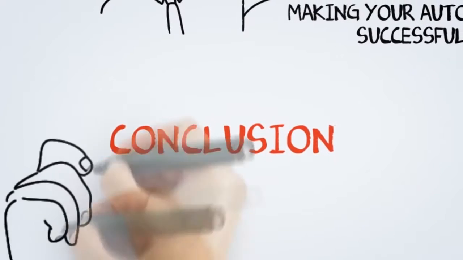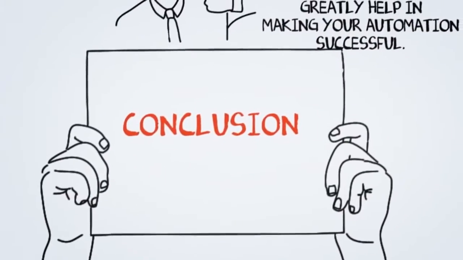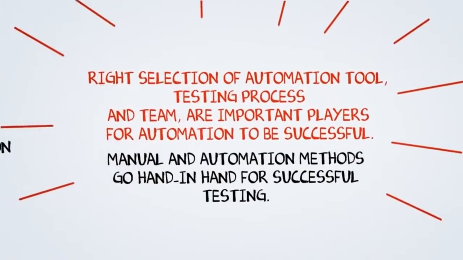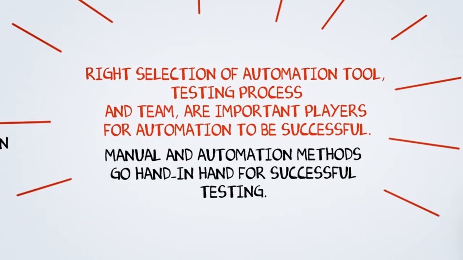In conclusion, the right selection of automation tool, testing process, and team are important players for automation to be successful. Manual and automation methods go hand in hand for successful testing.